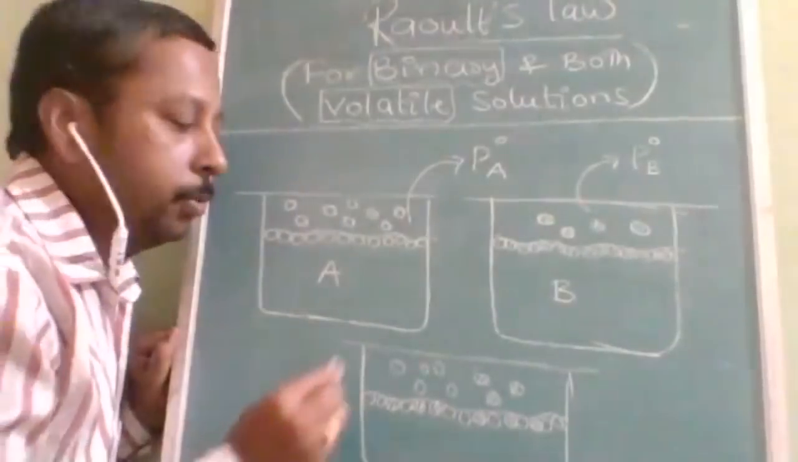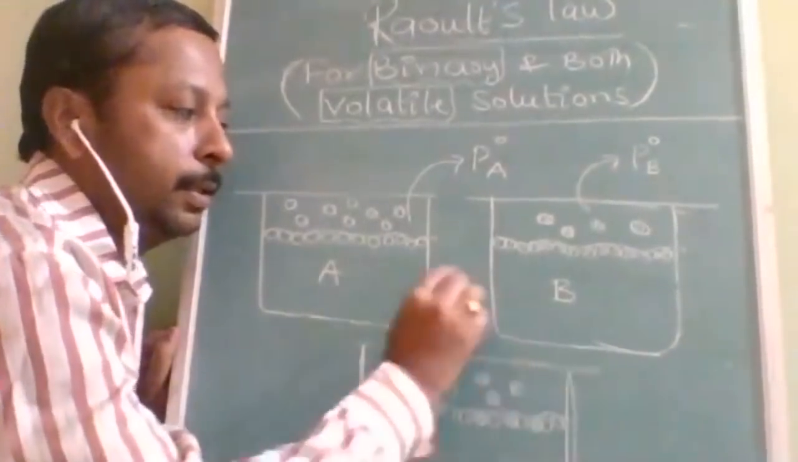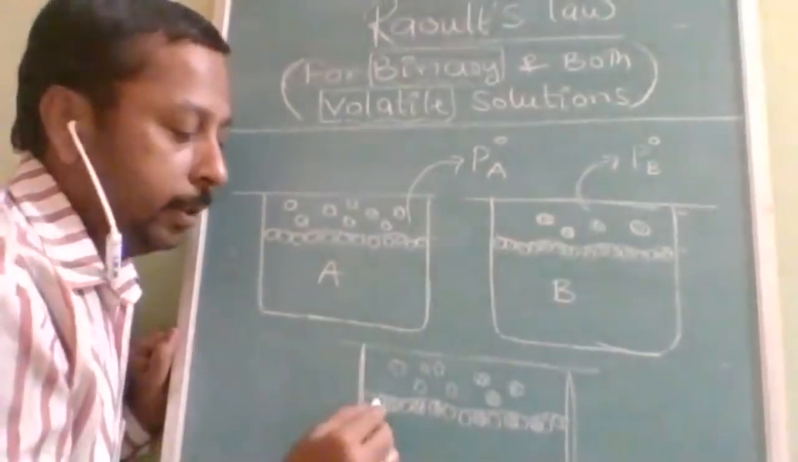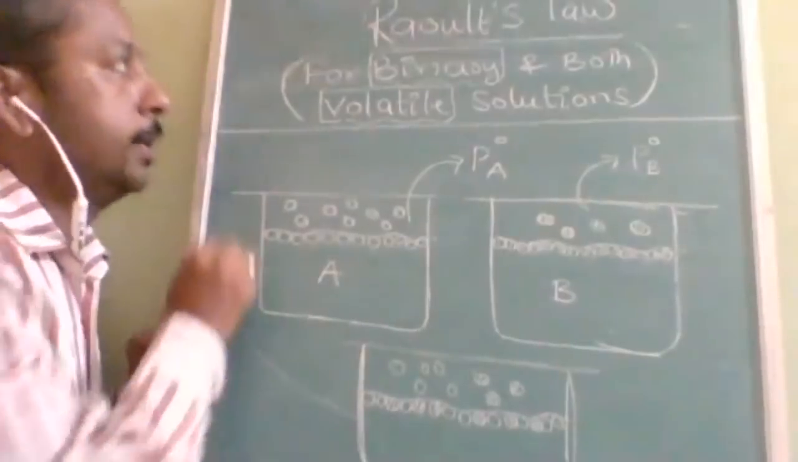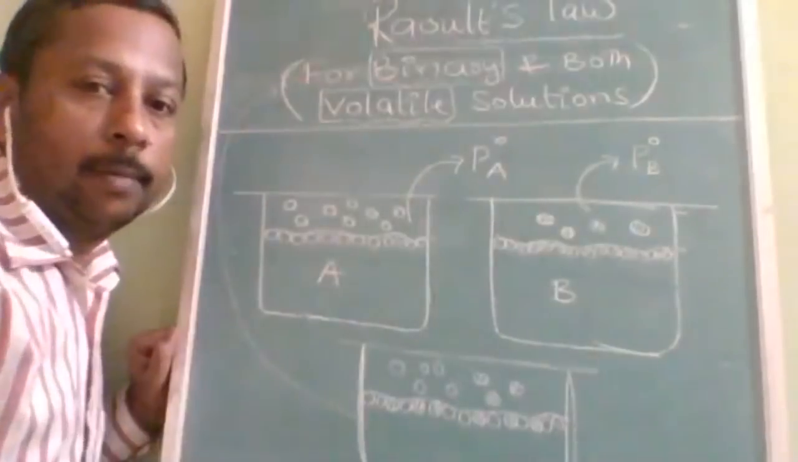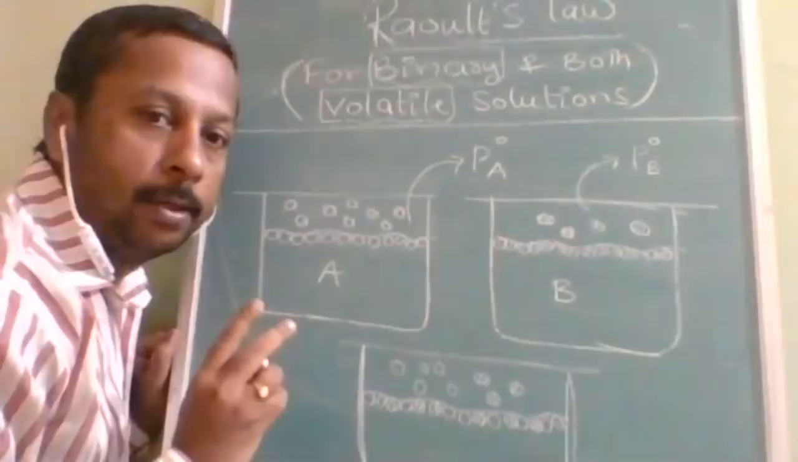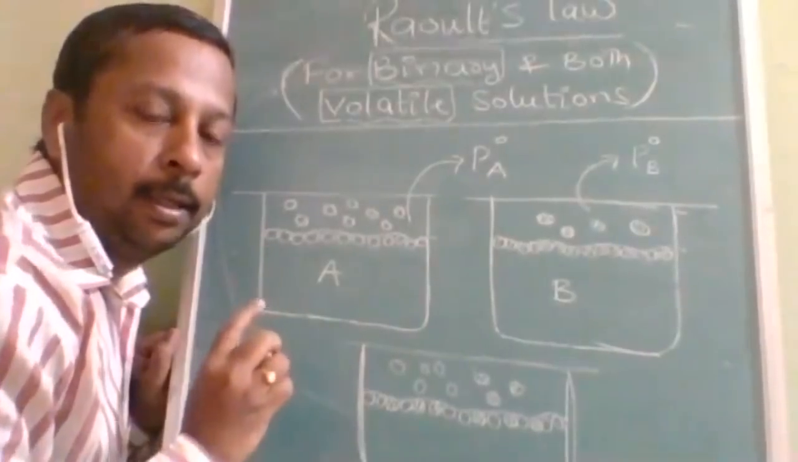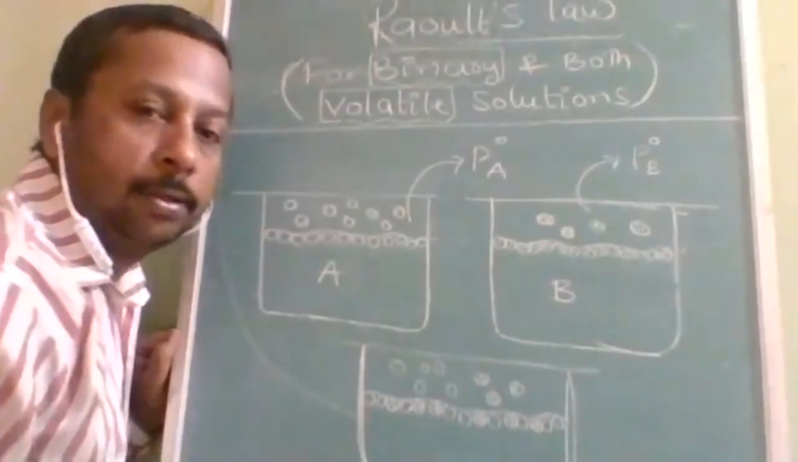Now both are combined together in a similar identical container, and it becomes a solution. This solution is called a binary, both volatile solution. Binary because it contains two parts, A and B, two components. Both volatile because A is also evaporating and B is also evaporating.